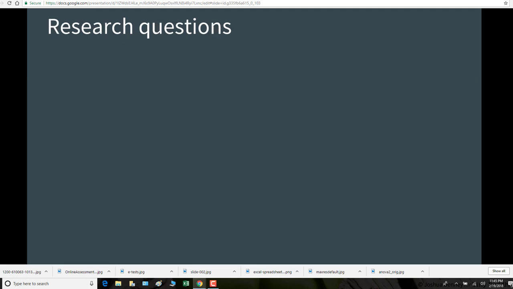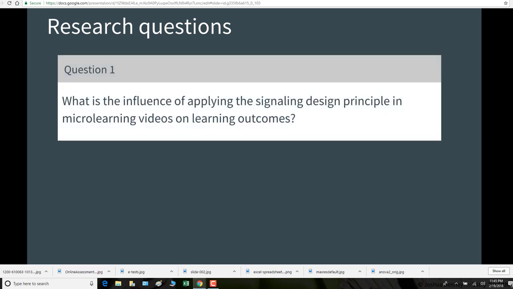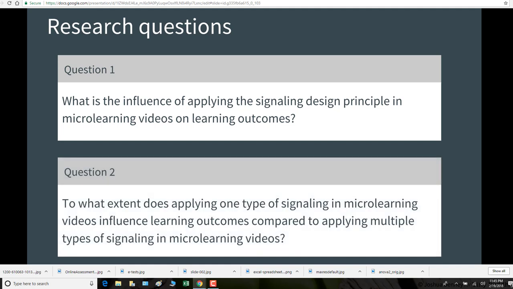In this quantitative study design on microlearning videos, two research questions will be explored. Question 1. What is the influence of applying the signaling design principle in microlearning videos on learning outcomes? And question 2. To what extent does applying one type of signaling in microlearning videos influence learning outcomes compared to applying multiple types of signaling in microlearning videos?